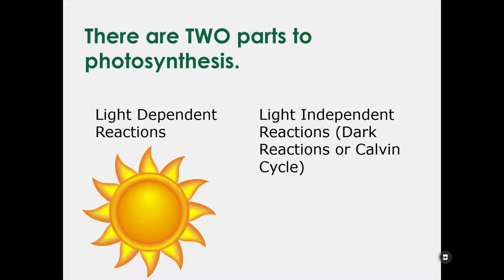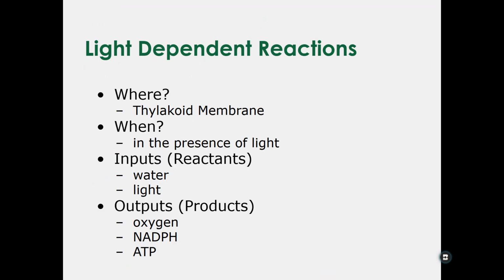Now, as I mentioned, there are two parts of photosynthesis. We have a light dependent, which has to have a light source, and light independent, which is sometimes referred to as the dark reactions or Calvin cycle, since it was discovered by Dr. Calvin. Now, the light dependent reactions occur in the thylakoid membrane, so that's inside the thylakoids where the chlorophyll is.